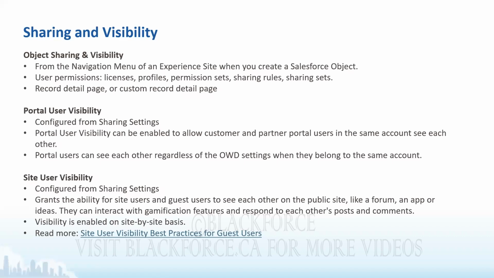For the site user visibility, also configured in sharing settings, it grants the ability for site users and guest users to see each other on a public site, like the forum or the peer-to-peer app, or in ideas. They can interact with gamification features and respond to each other's posts and comments. Visibility is enabled on a site-by-site basis. So even though you're configuring it from here, you still have to enable visibility on your experience site. You can read more about that in this Salesforce help article.